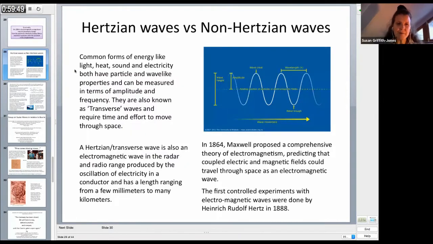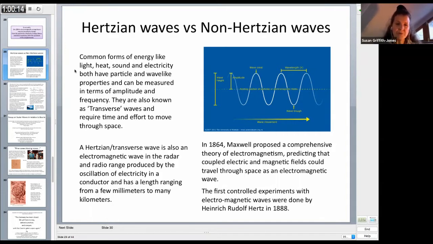So now we come onto another topic which is really, really important and which I've developed quite a lot and embedded into the Crystal of Time picture. And this is the aspect of Hertzian waves versus non-Hertzian waves. So let's just go through what a Hertzian wave is and what a non-Hertzian wave is.